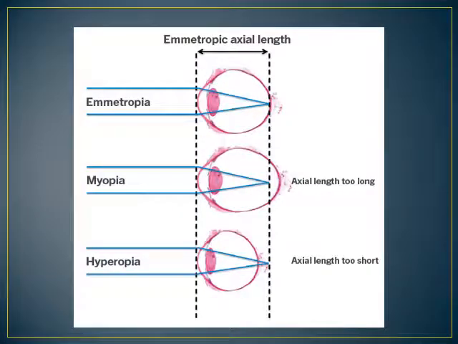This is the difference in the axial length of the eyeballs. In emmetropia you can see the image is focused on the retina. In myopia the axial length is more than in emmetropia, so the image is focused in front of the retina. In hyperopia or hypermetropia, the eyeball is short, so the image is focused behind the retina.